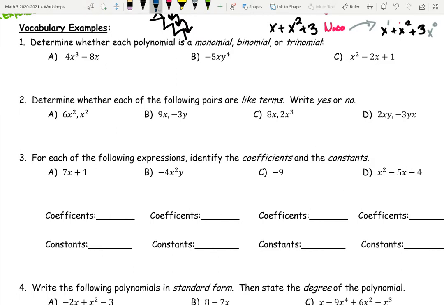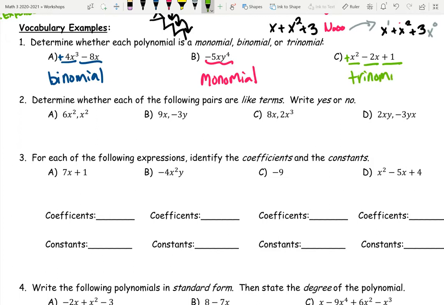So I'm going to be writing these guys out, and I count 1 and 2. There's a positive here, and it's going to be a binomial. I'm going to go ahead and look at the next one. One sign, one word, monomial. And then lastly, this last one, x squared minus 2x and 1. The x squared has a plus in front of it. It is 3 words, so it's going to be considered a trinomial.